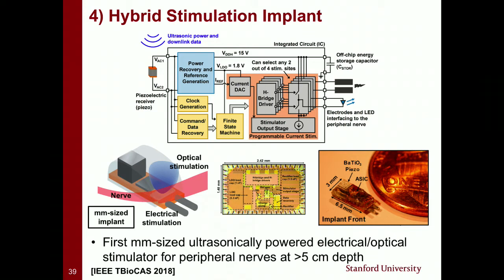So this is conceptually what we're looking at. We're looking at electrical stimulation and optical stimulation shown on the bottom left. The chip is shown in the middle, and this is, again, a second generation package shown on the right. Again, soft substrates, with the LED and the electrical stimulation built into one.